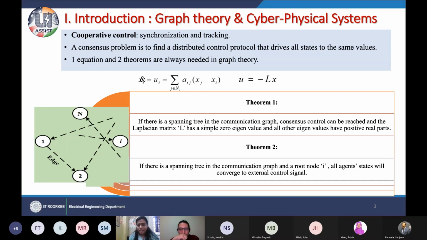This is a brief idea about graph theory, in which agents are connected to each other via a graph, and their equation is shown as xi dot is equal to ui, the sum of aij (xj minus xi), where xj is the neighbor of the ith agent. Cooperative control also explores this graph theory, and there are two objectives of cooperative control, that is synchronization and tracking. Synchronization is for systems which do not have a leader, and tracking is for systems which have a leader. There is one equation and two theorems that govern this graph theory. We will discuss it later.